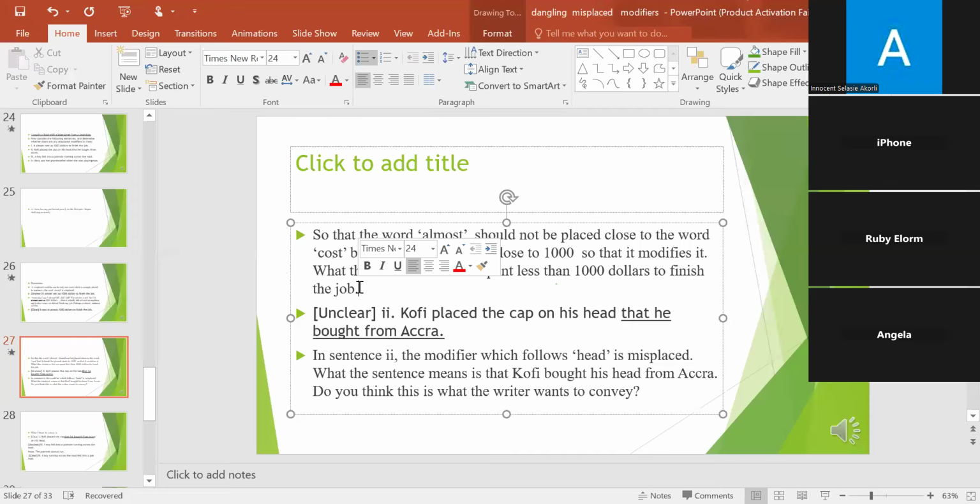Then we saw another example. Kofi gave only his mother $1,000, suggesting that maybe there were other people there who received various sums of money from Kofi, but among the lot, it was only his mother who received $1,000. Very good. So one word can bring about the difference in meaning. Let's continue, please.